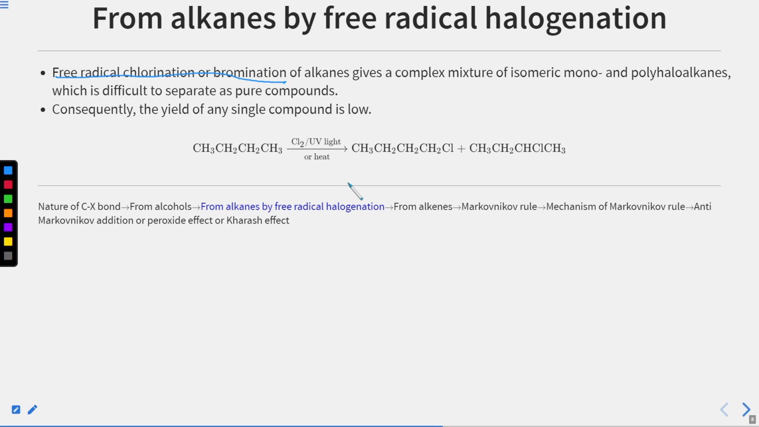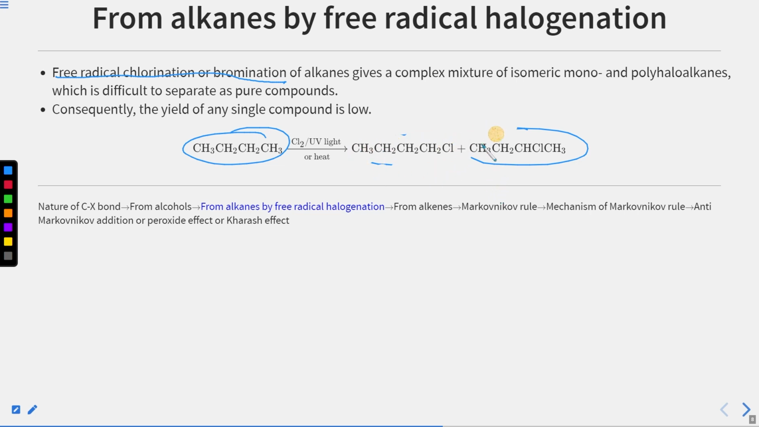For iodine, you have to use a certain inhibitor which would stop the dimerization of iodine. I will tell that later. But for now, assume that you can take chlorine and bromine, and in the presence of UV light, this alkane will be converted into haloalkane. Now, where will the chlorine be added? It will depend on the relative stability of the radical.